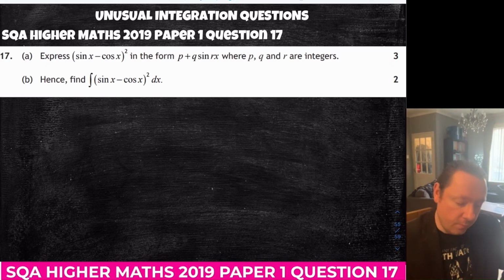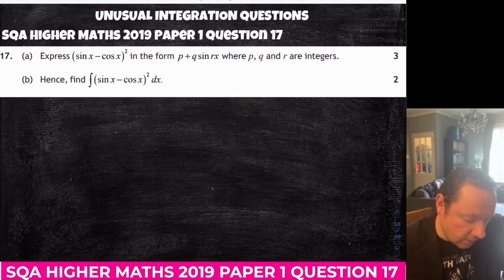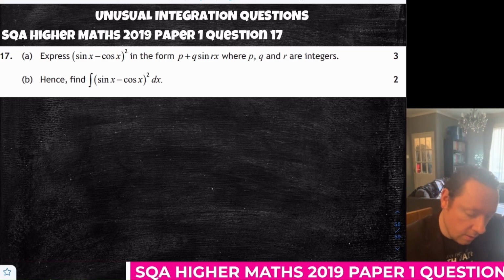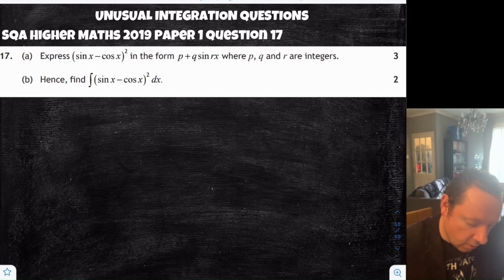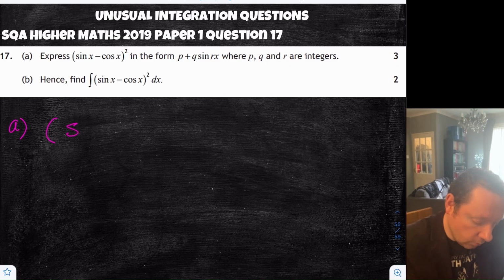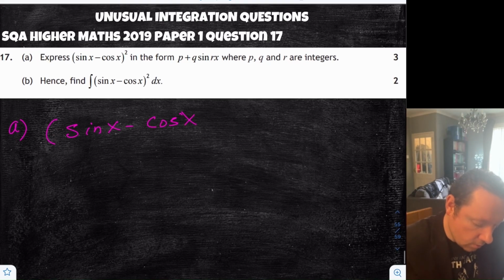SQA Higher Maths 2019, Paper 1, Question 17. Express (sin x minus cos x) squared in this form, and then find the integral. So it's p plus q sin rx. I'm just going to assume we need to expand the bracket. I think you should too. So we've got (sin x minus cos x) times (sin x minus cos x).